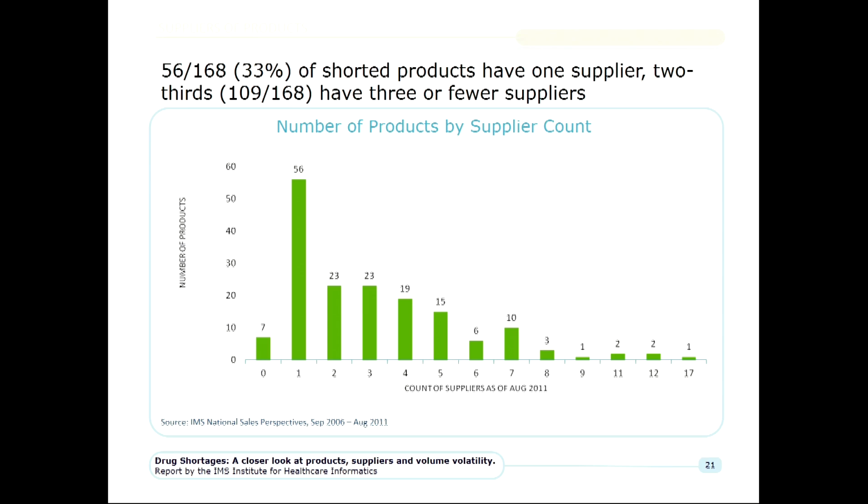One of the interesting things is that most of these shorted products have only a couple of suppliers. Two-thirds have three or fewer suppliers, so that if one supplier has a manufacturing problem, that leaves a big hole in the national market for the few remaining suppliers, which exacerbates the problem.